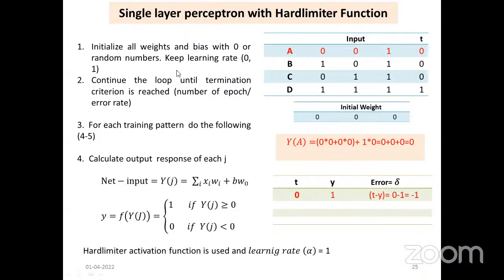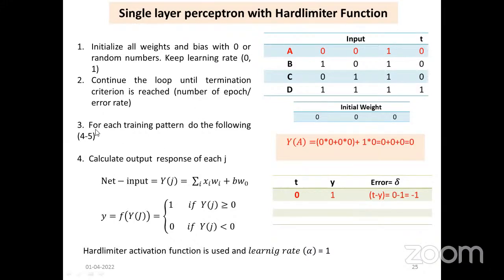And thereafter keep the learning rate in between 0 and 1. To solve this problem, I have taken the learning rate as 1 for simplicity. Then the second step says continue the loop until the termination criteria is reached. In most cases there are 2 termination criteria considered: the number of epochs, or the error rate. As we know, this is a linearly solvable problem, so we expect that the error rate would be 0, or until the problem is solved, right?